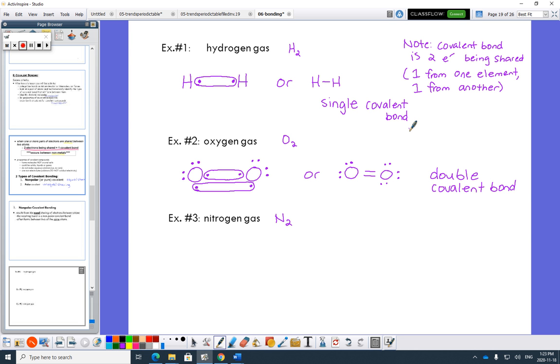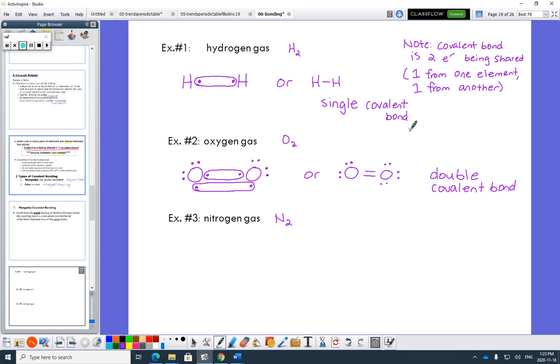Double is rare, more rare. So the basic premise is still the same. We still want to get to 8. So what you have to do is think of the lines or the bubbles as a pair, which is 2. So count by 2s, okay? So at any point in time around this oxygen, 2, 4, 6, 8.